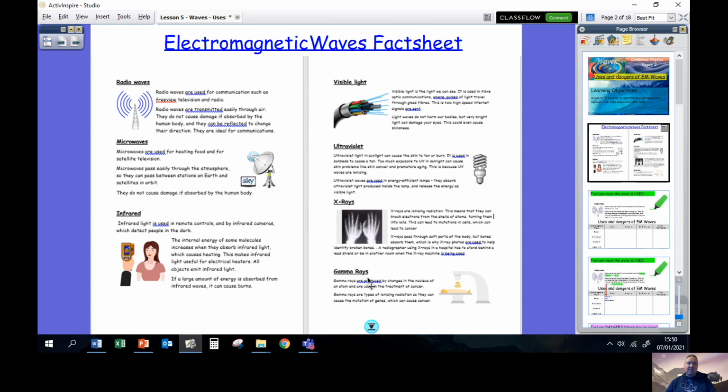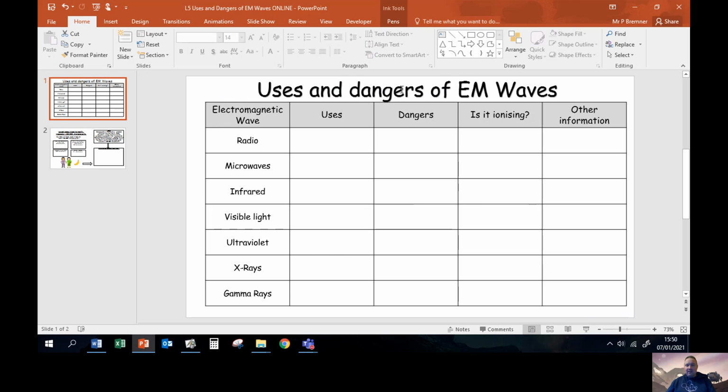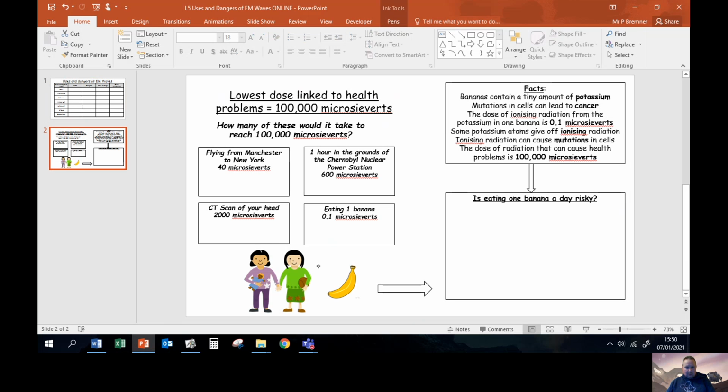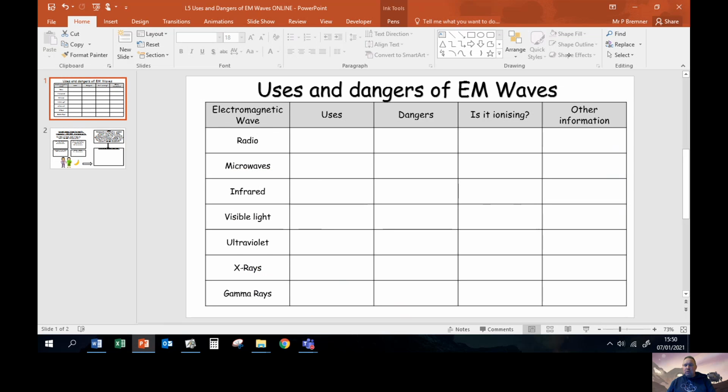So that's the fact sheet, and you've also got a worksheet that goes with the lesson. The worksheet is 2 slides which you're going to be filling in, in these different boxes. The first one looks like a big table, and the second one has a picture of a banana on it. So if you've got those 2 documents attached to the lesson, let me show you how we're going to be doing our work today.